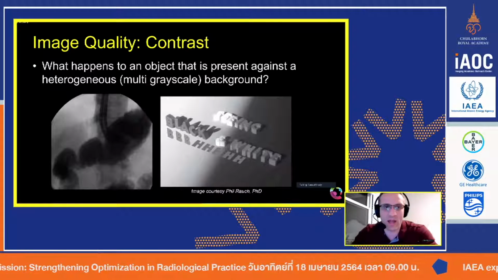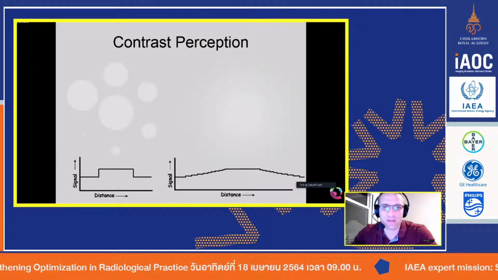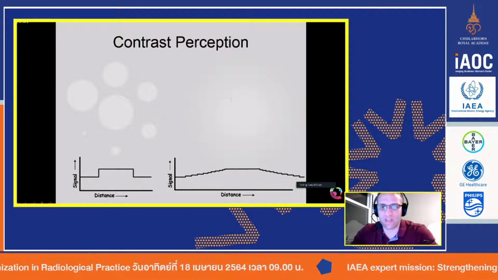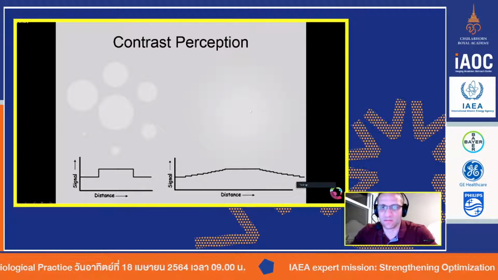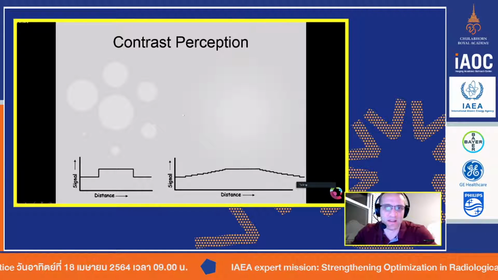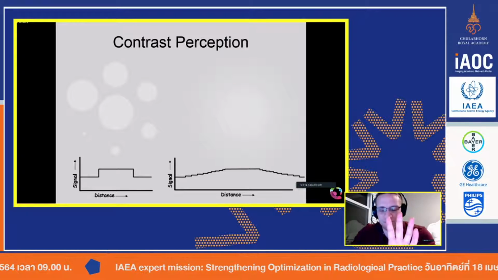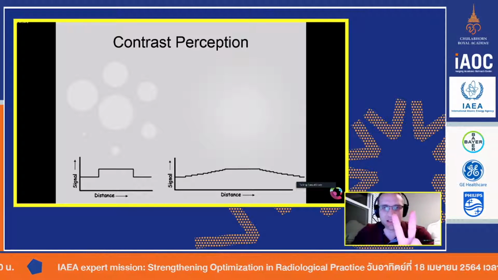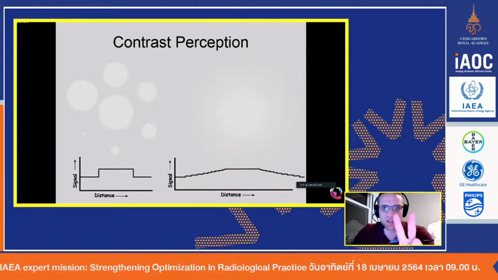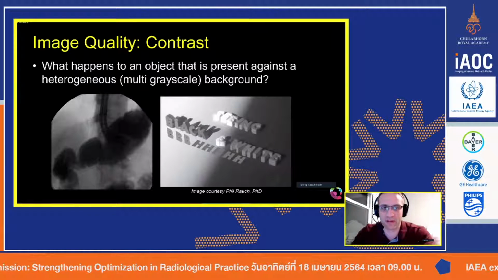And so what happens to an object if we take away the edges? Well, we're going to talk about that in a second. But let's talk about the other. I said there are two ways our eyes perceive contrast. One is edges, and the other is the background, right?